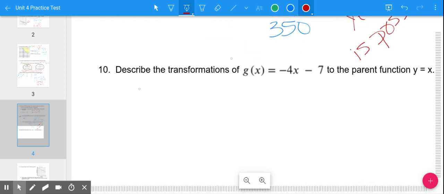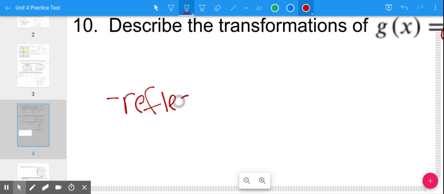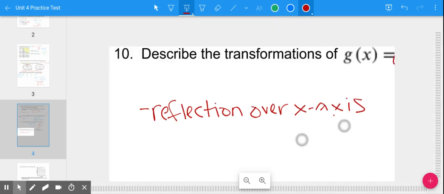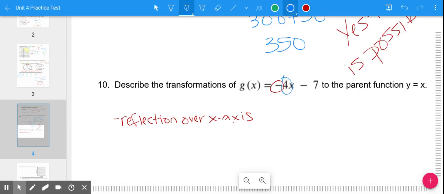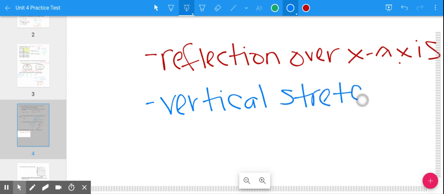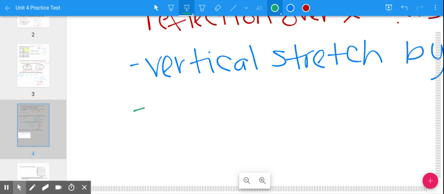Okay, describe the transformation. So I first look at, is there a negative? There is, so this is going to be a reflection over the x-axis. Then I look at my slope. My slope is a whole number. So it's going to be a vertical stretch by 4. And then I look, what is my y-intercept? It's negative, so it's going to be a shift down by 7.